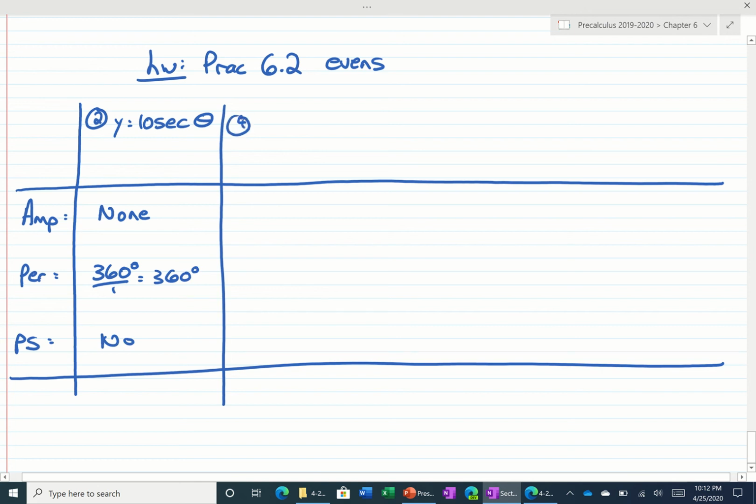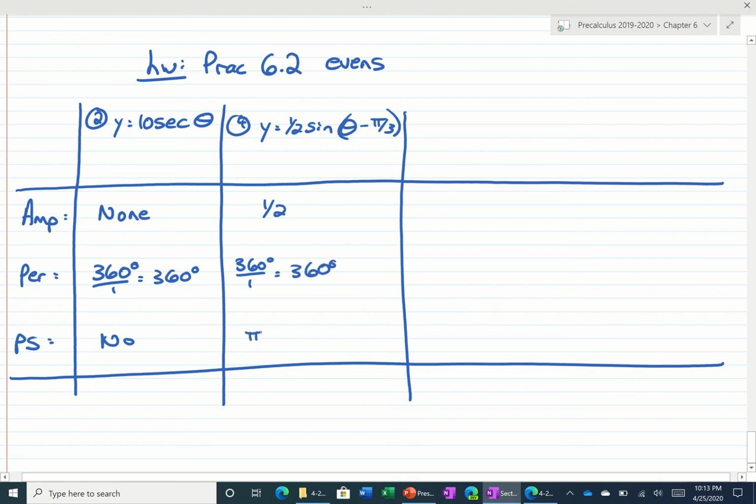Number 4, y is equal to 1/2 sine of theta minus pi over 3. Theta is by itself, nothing to factor out. The amplitude would be 1/2. Period is the normal period of sine divided by the number in front. And the phase shift is pi over 3 to the right.